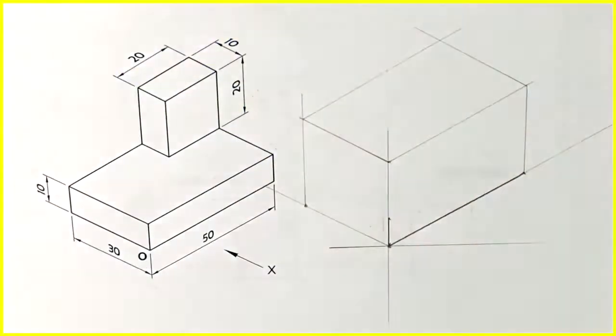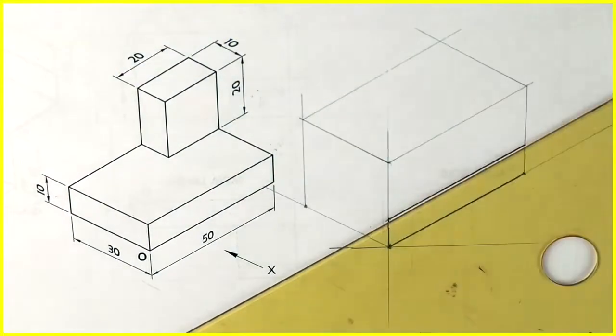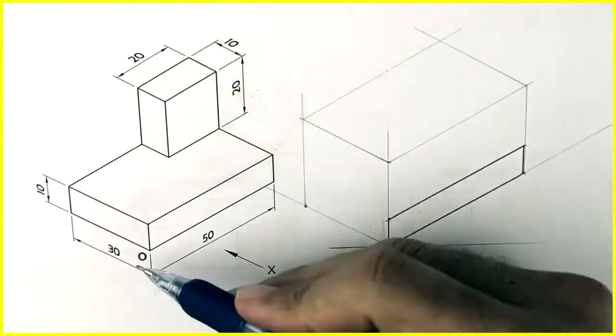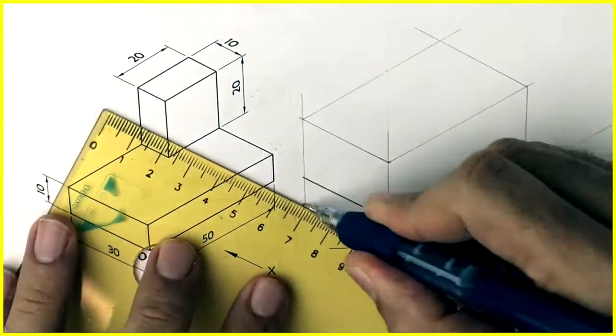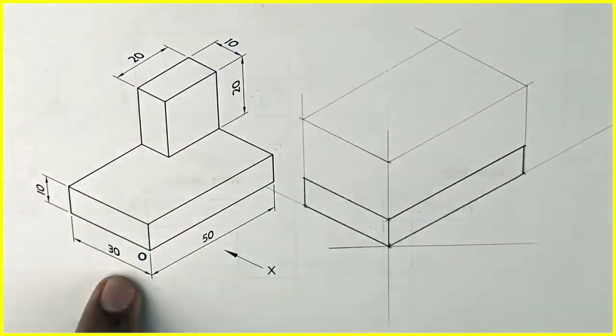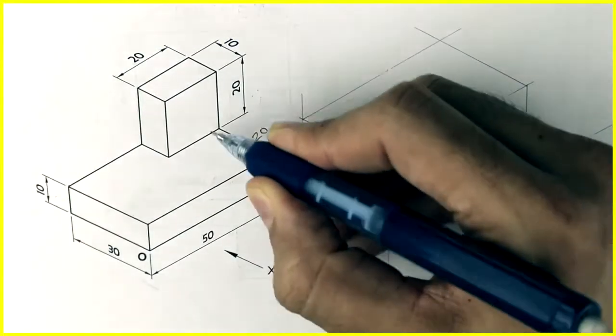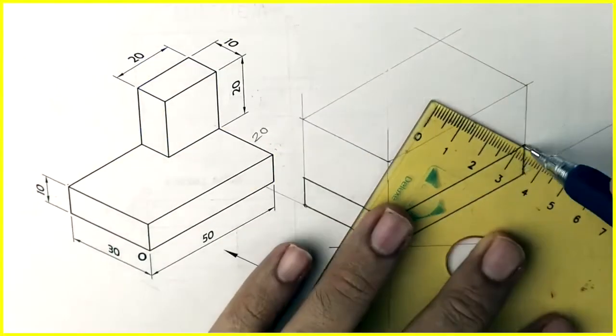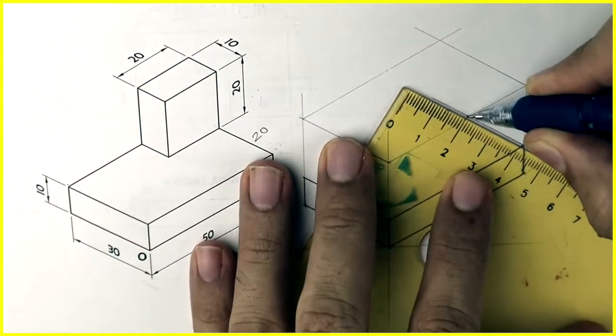50 by 10. See this. So that we will draw. After that, this is 30. So I can take this behind by 30. Now if you see this, how much it is behind? 20. 30 minus 10. So we'll go how much behind? 20. So remember, we'll go behind by 20.